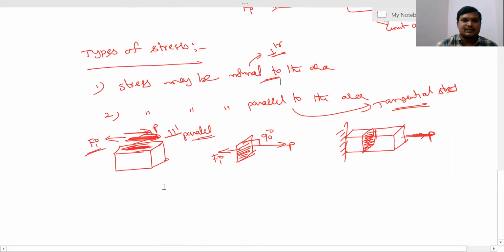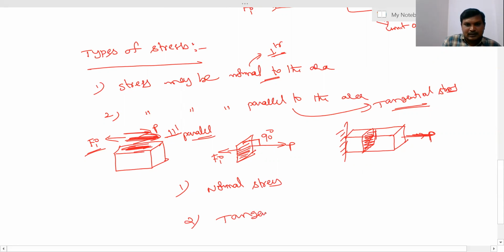So stress may be of two types: number one, normal stress, and number two, tangential stress. Normal stress is equal to normal force, normal resistance force.